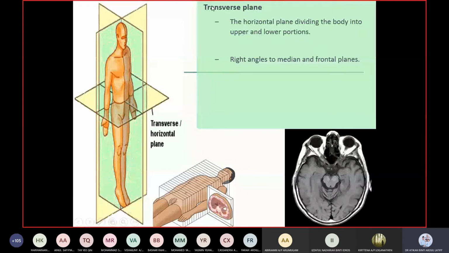So how about the transverse plane? You do a cut horizontally, or horizontal plane is the transverse plane. It cuts the body into upper and lower portions. So for example, this is a horizontal cut through the brain here. Imagine there's a horizontal cut here, showing the transverse plane. This is your eye socket, and this is your nasal cavity from anterior.